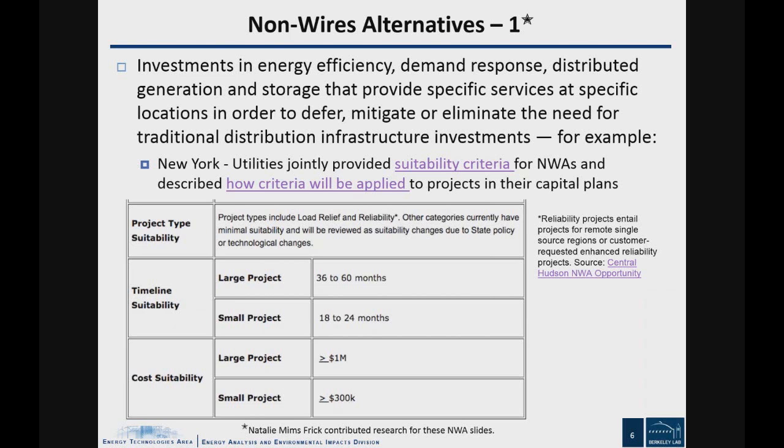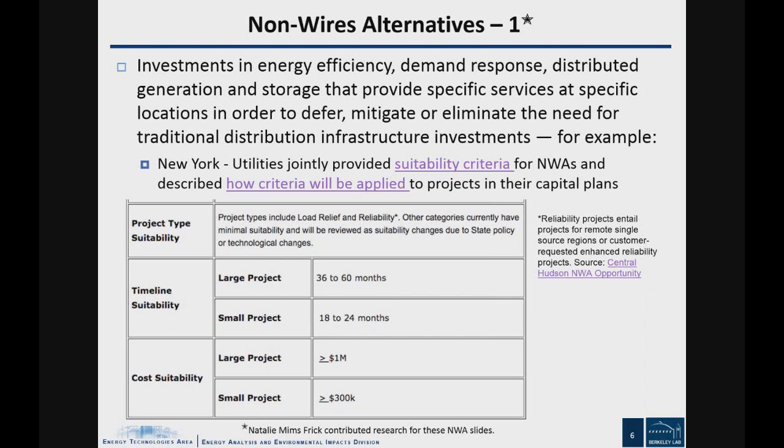So in New York, the Public Service Commission required utilities to identify candidate projects for non-wires alternatives, and then the utilities jointly developed 3 suitability criteria. These are the criteria that, at a minimum, these non-wires alternatives would have to meet in order to be able to even be considered for deferral or avoidance of the traditional project.